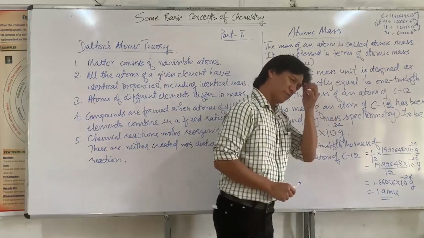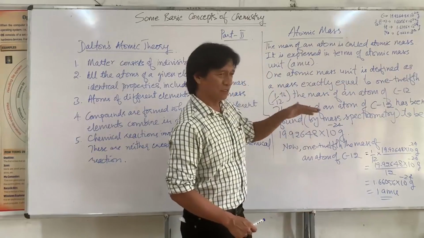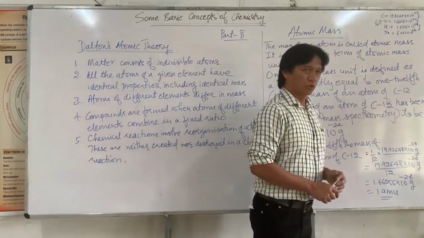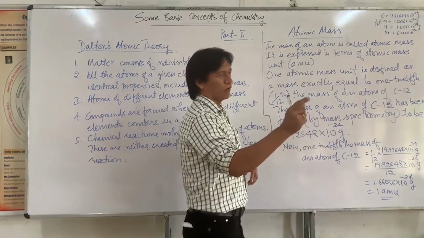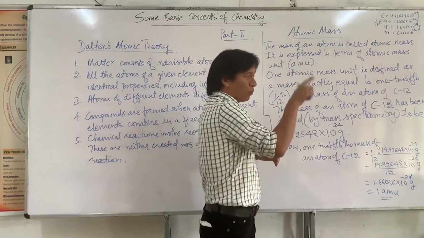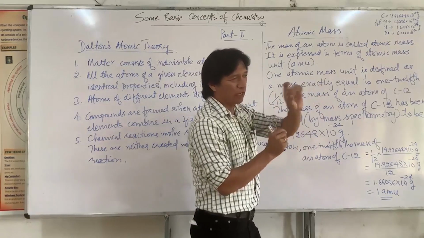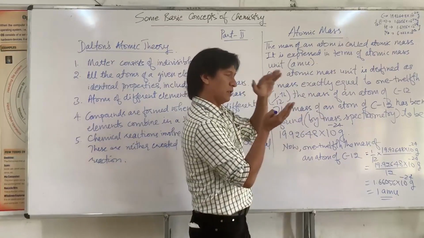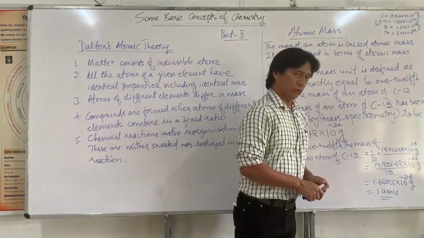One atomic mass unit is defined as a mass exactly equal to 1/12 the mass of an atom of carbon-12. 1/12 in the sense the mass of an atom of carbon-12. An atom of carbon-12 has its mass. When you multiply by 1/12, that is, when you divide the mass of one atom of carbon-12 by 12, then the mass you get there is called one atomic mass unit.